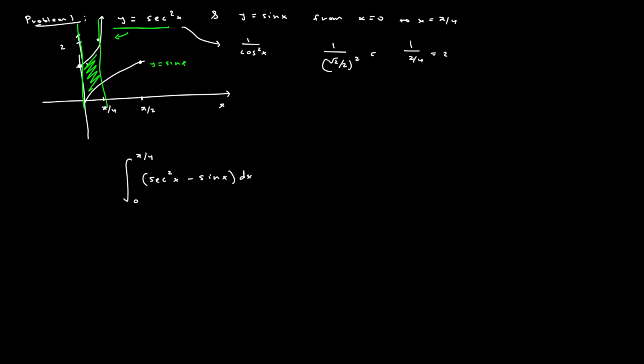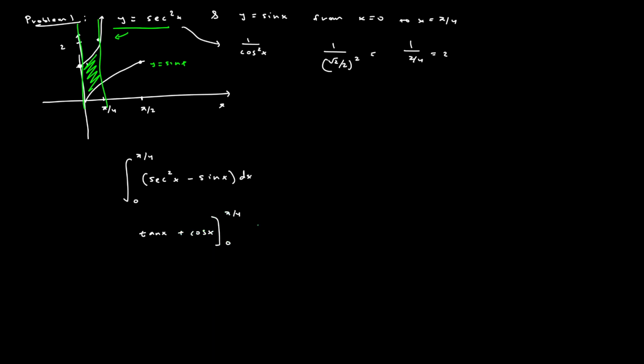And so now I have the integral I want to solve, and the question just becomes evaluating this integral. The integral of secant squared x is just tan x. The integral of sine x is negative cosine x, so minus sine x gives positive cosine x. So that's my integral, and I'm evaluating it between 0 and pi over 4.